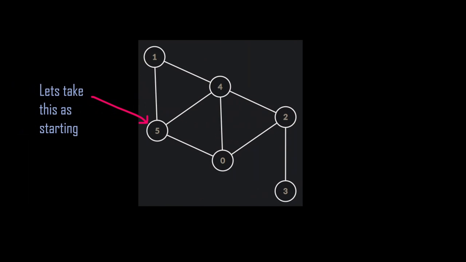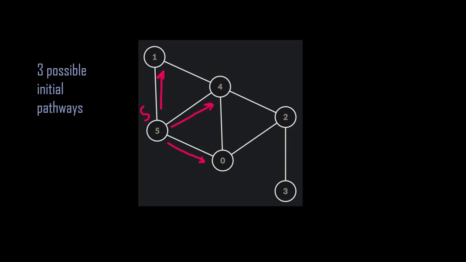Now let's start the procedure of developing our algorithm in an intuitive manner. We first take this graph and let's take node 5 as the starting point. There are three possible initial pathways: you can go from 5 to 1, 5 to 4, or 5 to 0. Now let's pick any.